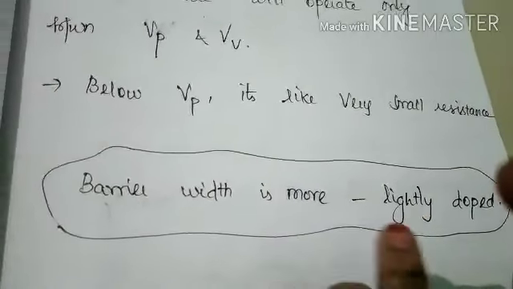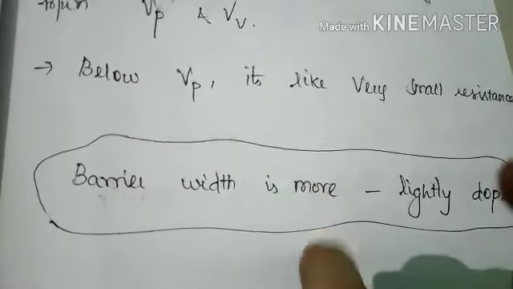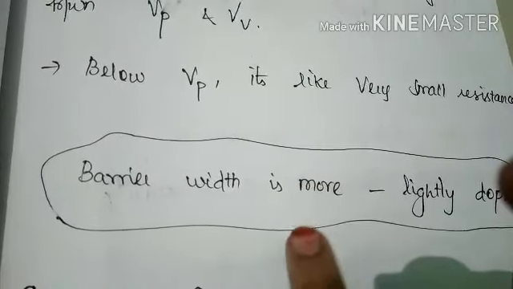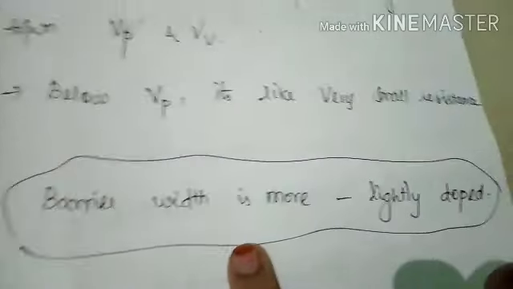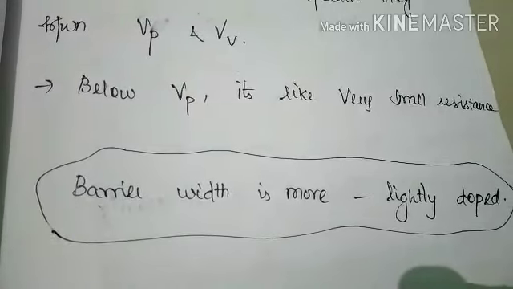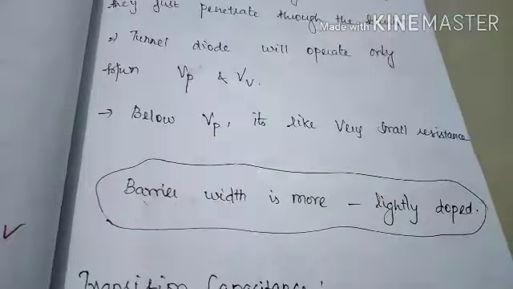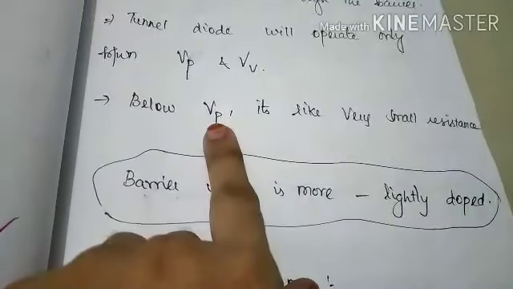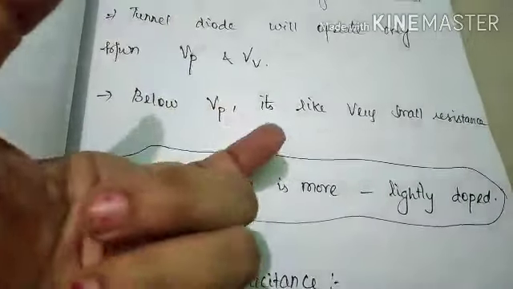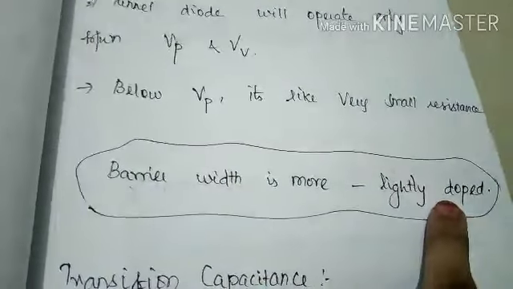For a lightly doped diode, the barrier width is very large. In the last session we saw the varactor diode, which is a very lightly doped diode. There we already saw that the width of the potential barrier is very, very large. Why? Because it is a lightly doped diode.